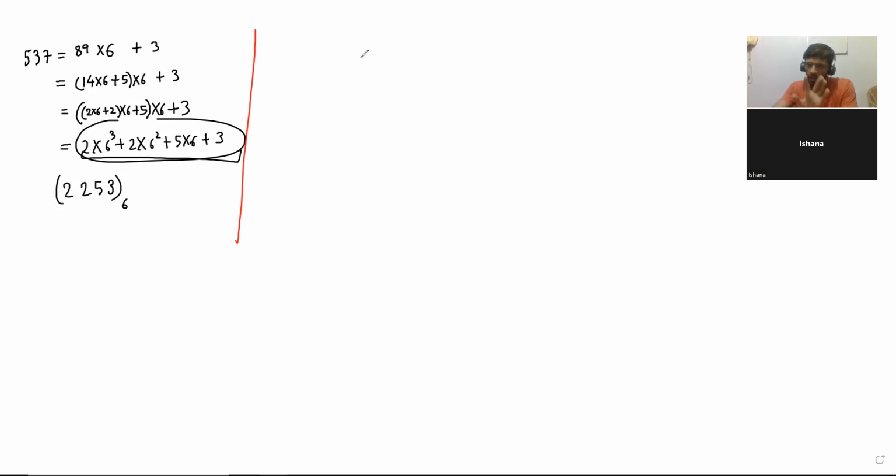What does it mean? It means that in base B, the digits are 503. So what is the number? The number is 3 plus 0 times B plus 5 times B square.